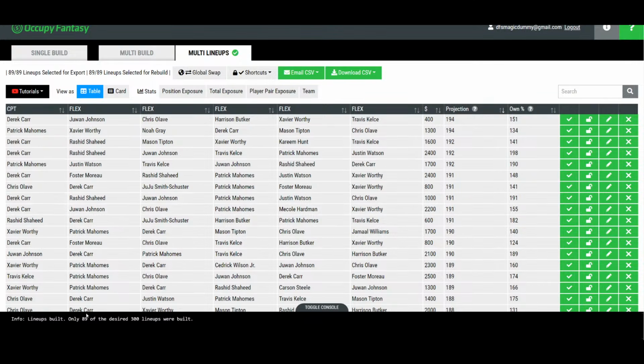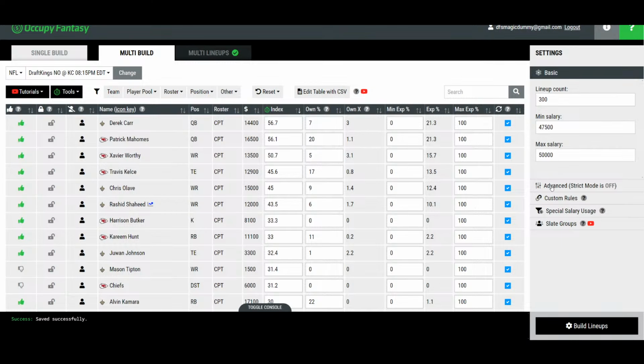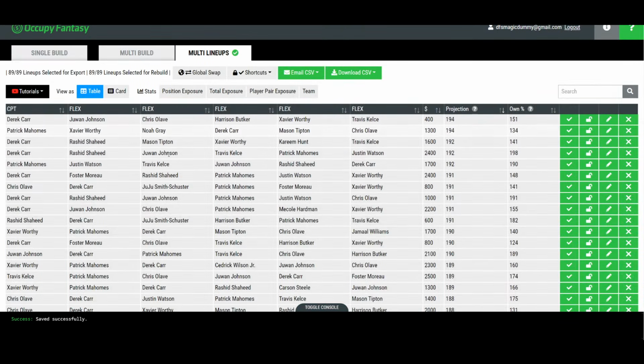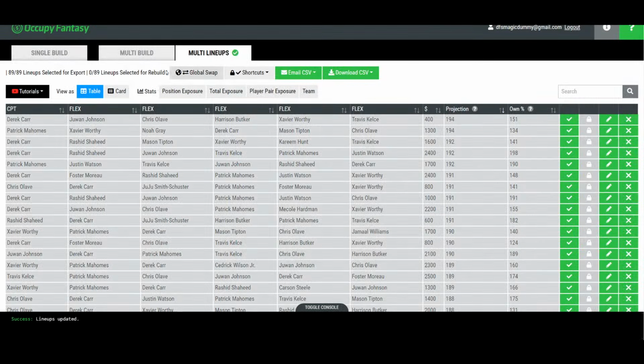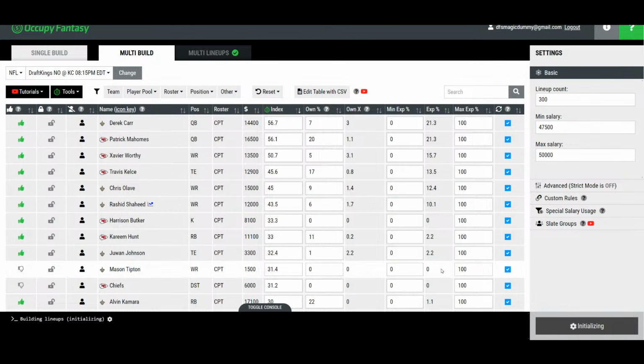So this says only 89 of the desired 300 lineups are built. Let me make sure I'm on high randomizer. I am. So it's basically saying there aren't that many possible lineups, at least with these constructions, and that seems wrong, right? The builder, in an effort to be speedy and not take forever, sometimes will just cut the build off. So what I do is I'll lock all these lineups. This saves all these lineups, and then I'll rebuild, and it'll add more lineups to the build.